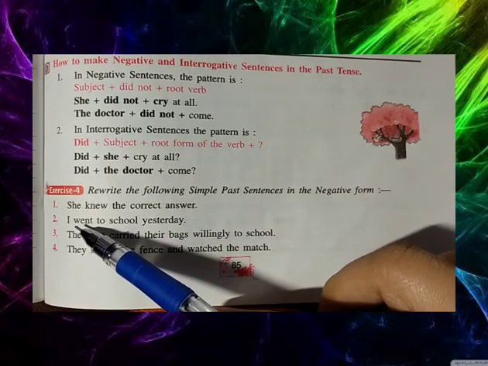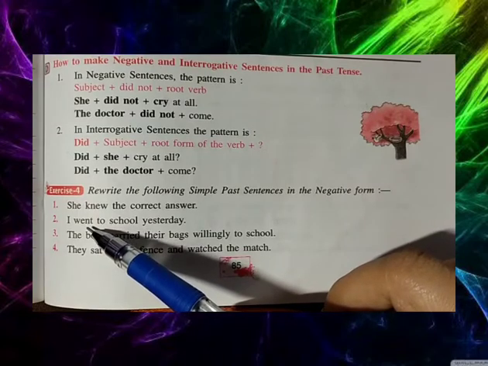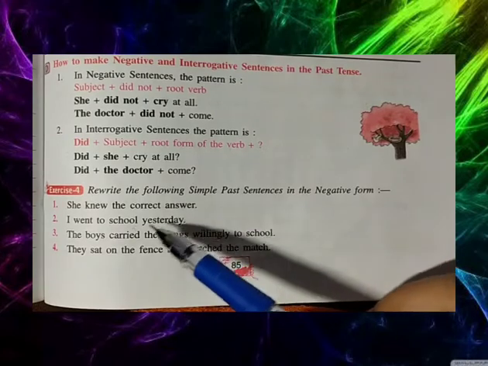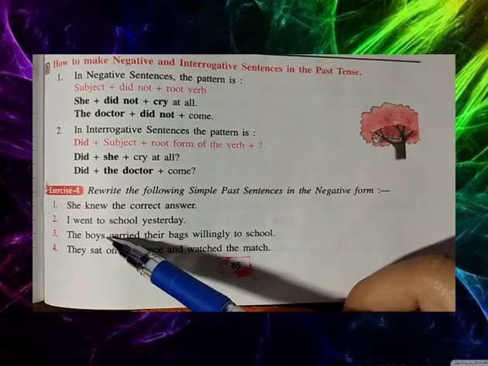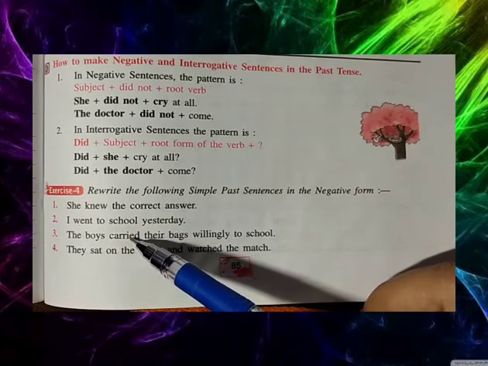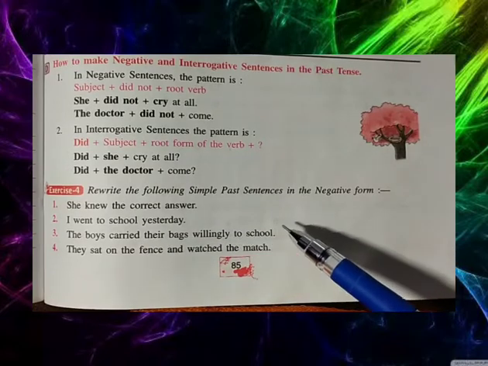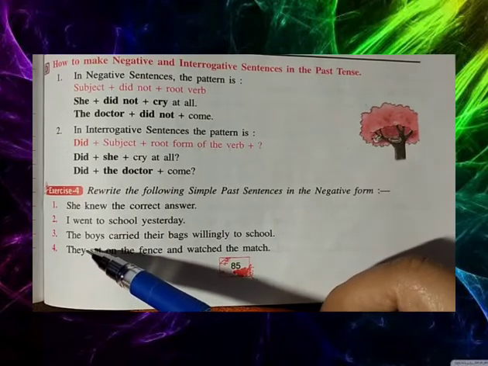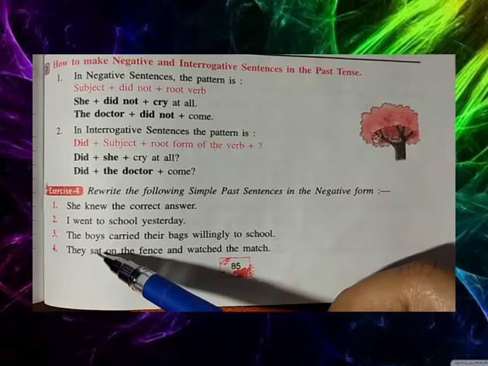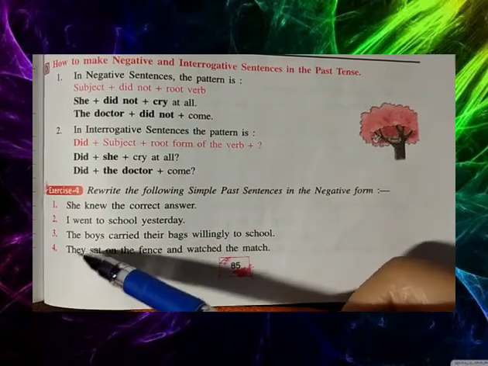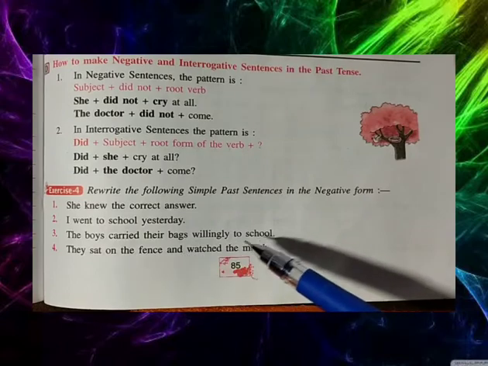I did not went will change into first form of the verb, that is go to school yesterday. Next one, the boys did not carried will change into first form of the verb, that is carry their bags willingly to school. Fourth one, they sat, then after the subject we will add did not. Sat will change into first form of the verb, that is sit, and watched also will change into first form of the verb, that is watch. So they did not sit on the fence and watch the match.